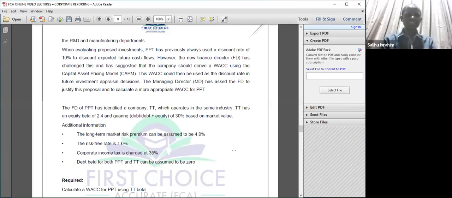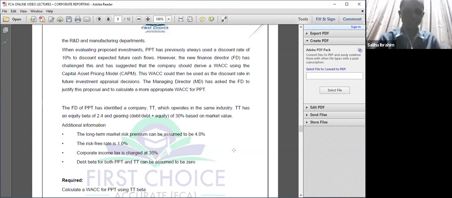The FD of PPT has identified a company, TT, which operates in the same industry. So you can see that TT has an equity beta of 2.4 and gearing, debt over debt plus equity, of 30% based on market value. What are we saying here? The question is telling you that the finance director has now identified a company in the same industry as PPT. The company is doing the right thing because it has a beta. So the company has computed its own WACC based on the CAPM. That is why the company has a beta. So because of that, we can say TT is our proxy company. Okay? TT, in this regard, will represent our proxy company.